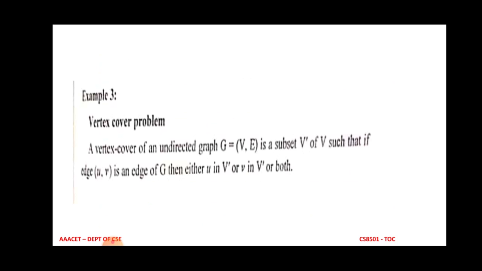So the third example is the vertex cover problem. The vertex cover problem is defined on an undirected graph G equal to (V, E). It is a subset V dash of V, because V is the vertex set, such that for every edge (u, v), either u is in V dash or v is in V dash, or both are in V dash. V dash is the subset of the given vertex set V.